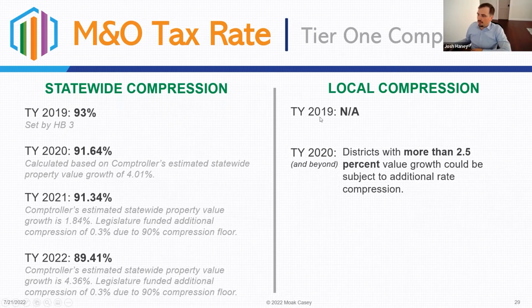And then you can see in the first year of House Bill 3, local compression was not active. I think they gave the controller's office and TEA time to get their stuff in order and implement that. And it clicked on in the second year of House Bill 3. And again, as I mentioned before, generally speaking, if you see growth more than 2.5%, you could be subject to additional rate compression. It's going to depend on exactly where you are, but that's the general rule of thumb. And then, of course, that local compression provision will continue on. It's not set to expire or anything like that.